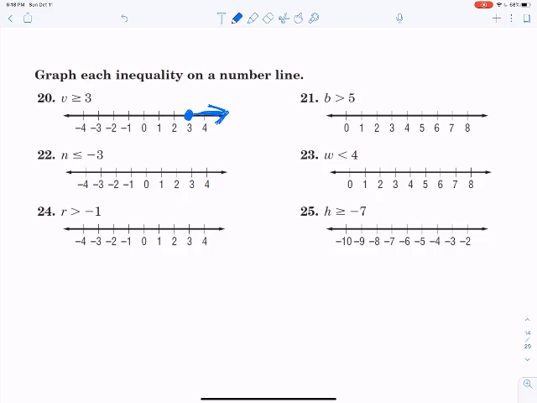Now, if you're really good, you probably noticed by now with some of the graphing that we've done that if the letter is on the left here and the number's on the right, the inequality tells us which way to shade. It tells us which way to go.